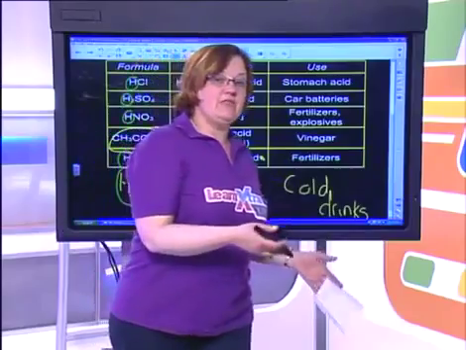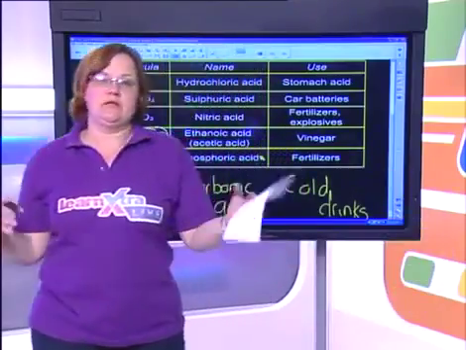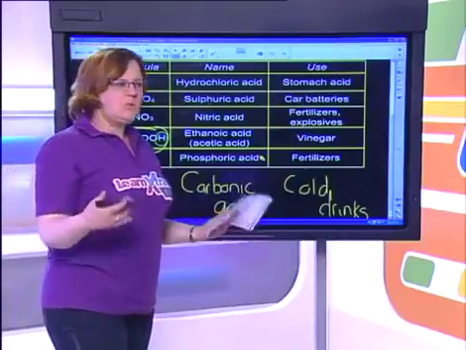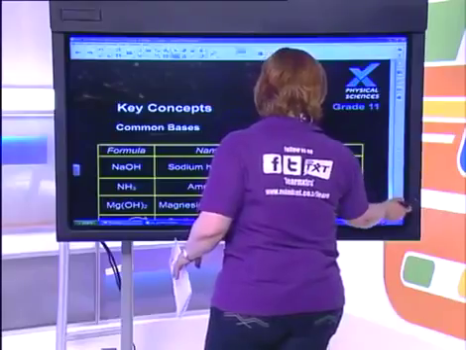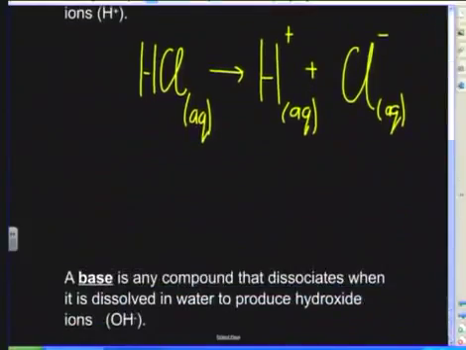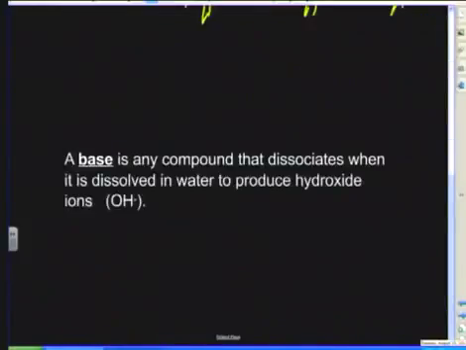So when any of these dissociate in water, when they dissolve, they give us hydrogen. So we're okay with that. Nothing wrong with that. We go back here. So we're okay with that definition. If we now look at the definition of a base, it says that a base is any compound that dissociates when it's dissolved in water to produce hydroxide ions.